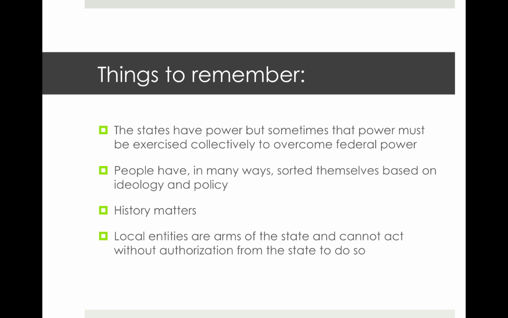And one thing that we haven't touched on, because we're largely talking about the states, but is very important, is that local entities are the arms of the state. But states are not the arms of the federal government. States and the federal government are two wholly different entities. But local entities are arms of the state. They do not exist. They cannot act without authorization from the state to do so. And so the relationship is different.